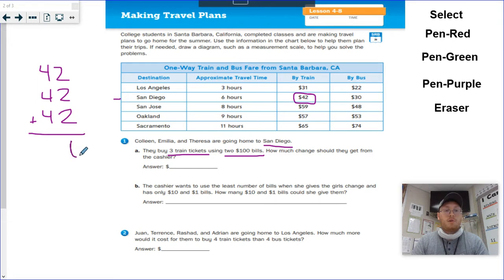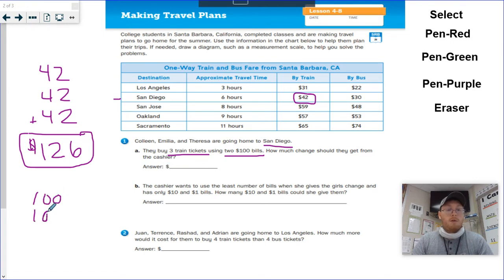2, 4, 6, 4, 8, 12. So how much money is that? That's $126 for those 3 tickets. Okay. All right. So I've got that information. Now, how much did they pay with? Well, in this case, they used 2 $100 bills. So if I have $100 here and I have $100 here, if I add those together because they use those, boom, boom, and that's $200. Okay. So I have $200 that I used to pay for those tickets.